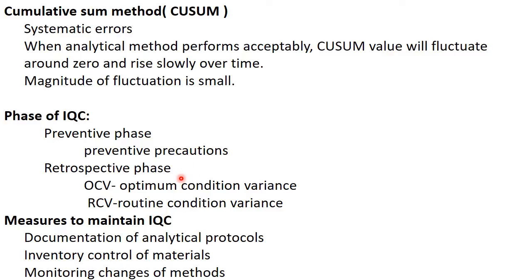Retrospective phase has two types under it, OCV and RCV. OCV means optimum condition variance, RCV is routine condition variance. OCV is defined as the test results obtained under optimum conditions, that is by using freshly prepared reagents and standardized glasswares. RCV is defined as test results obtained by using routine requirements, that is by using routinely stored reagents and glasswares.